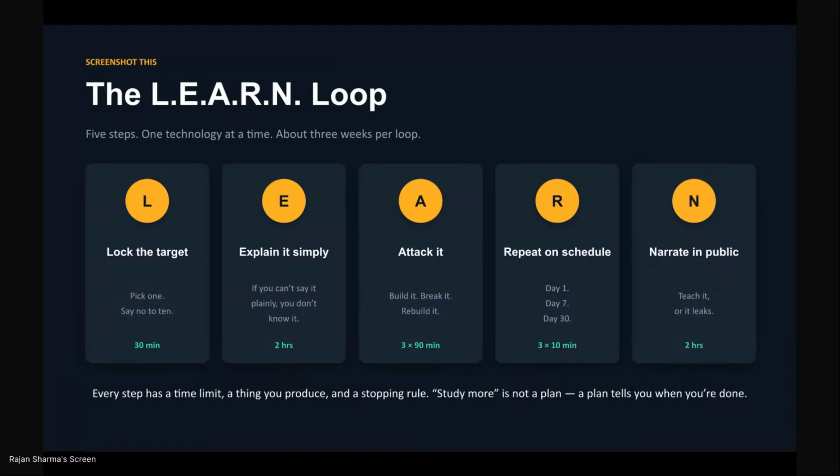And the last is narrate in public. Why narrating is very important is that when you teach someone else, it will grow and make your memory permanent. If you don't, then it starts leaking. That's the problem with knowledge. Every step here has three things: a time limit, things you produce, and a stopping rule. Because "study more" is not a plan that tells you when you are done.